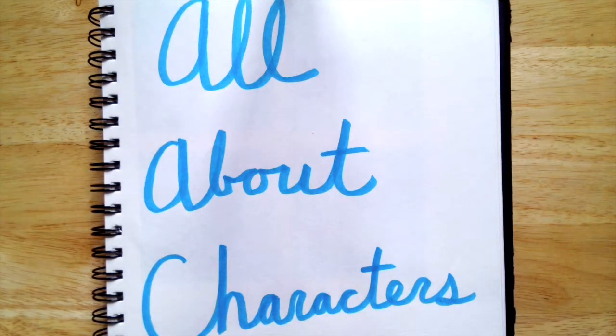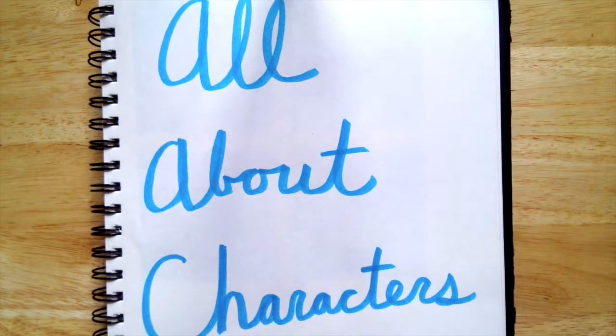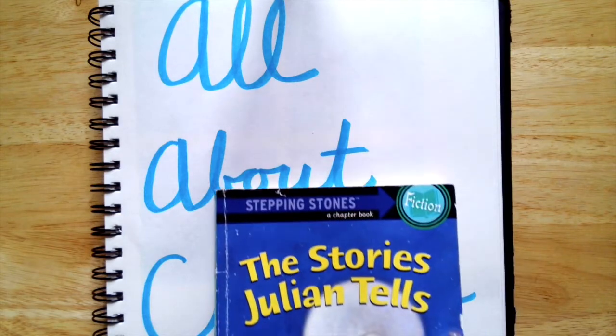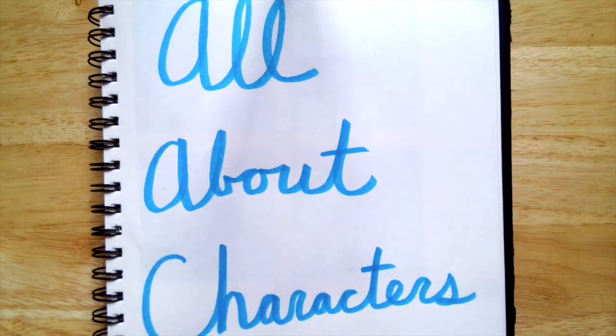All right, so we are continuing our lessons all about characters, and we are going to be learning all about the different characters in the book, The Stories Julian Tells. In the previous episodes, or with other strategies, we had been working on the character Julian, and so we're going to continue looking at him. Before we get started in the book, I want to show you some of the strategies that we have learned before and the new strategy that we're going to do today.